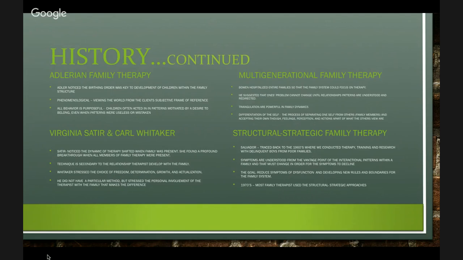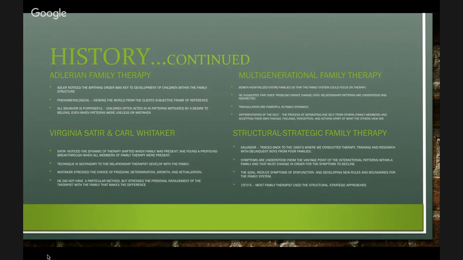Bowen hospitalized entire families so that the family system could focus on therapy. Even though it's not practiced today, his contribution led to a lot of knowledge about the family structure, and how to reorganize the family structure and decrease some of that anxiety.